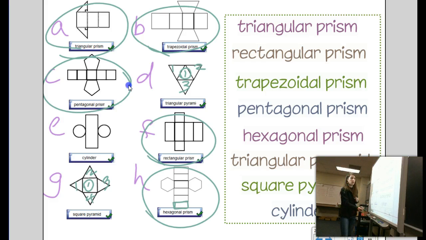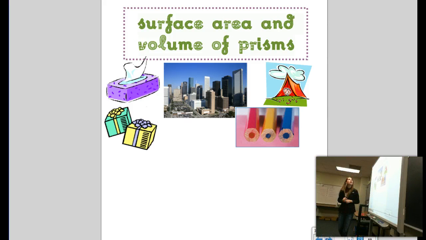All right, that's all I have to say about that. If you would like to take notes, you're welcome to. We're doing prisms today. Today is prisms, tomorrow's pyramids. Find the surface area and volume of prisms. So more formulas, just like last unit, none of which you have to memorize.